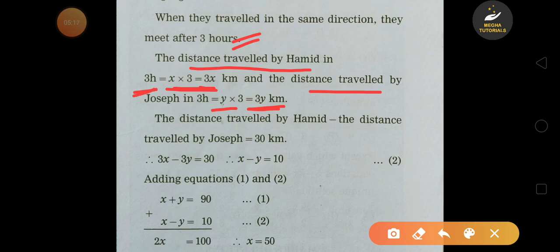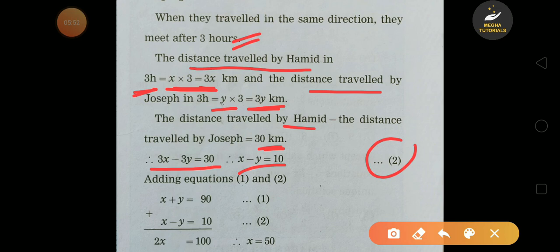Now in this case, the distance traveled by Hamid minus the distance traveled by Joseph is 30 kilometer, because Hamid has covered more distance compared to Joseph. When will you get that 30 kilometer? When you subtract the distance Joseph traveled from the distance Hamid traveled, you will get 30 kilometer. Therefore 3x minus 3y is equal to 30. Take 3 common, then you will get x minus y is equal to 10. So this is equation 2.